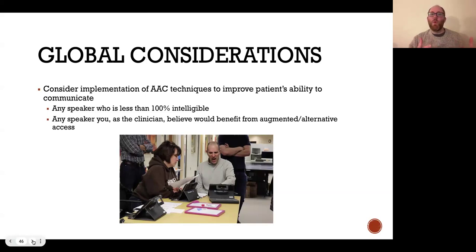As SLPs, we really do want to intervene on that speech system, but we also really want to work on communication. And if you have someone who you think from day one working with you would really benefit from a picture board, letter board, sentence board, topic board, things like that, that can help them communicate while they're going through therapy with you, you can work on that as part of your plan of care, and that can also make a really big impact on that person. So just something to consider.